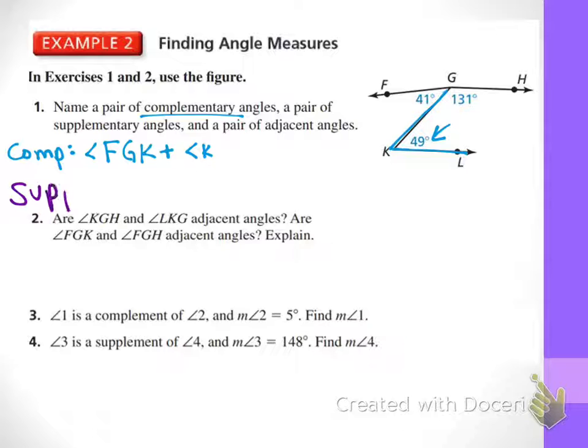All right. Then we want to name supplementary. What numbers are supplementary? 131 and 49. Correct. Oh, sorry, I pointed to the wrong one. 131 and 49, they add up to 180. So let's name that 131 degree angle first. What do we think? Angle HGK. Correct. Angle HGK. And angle K again.